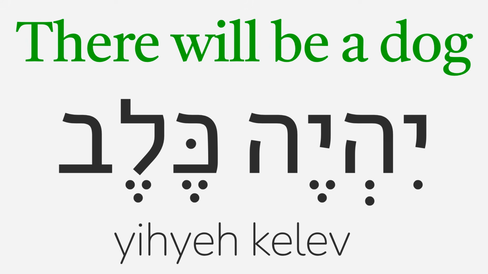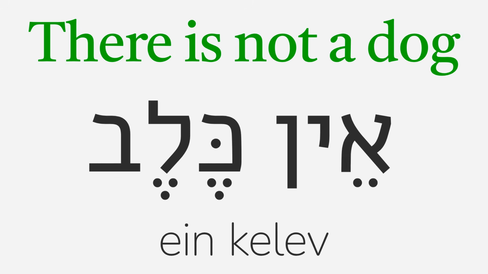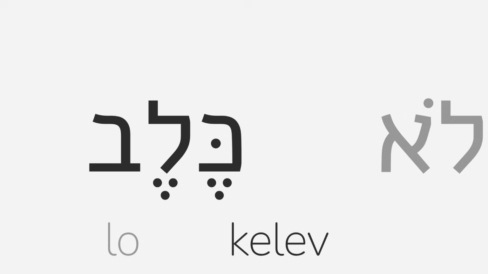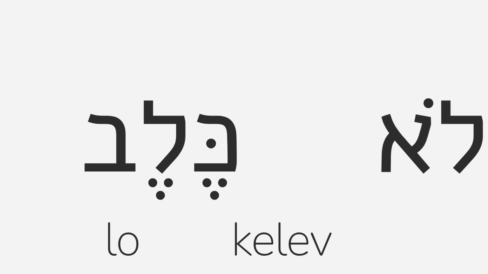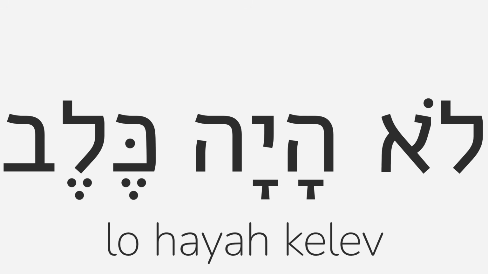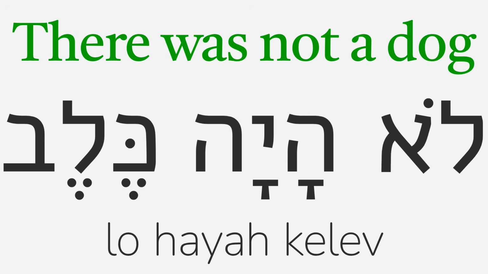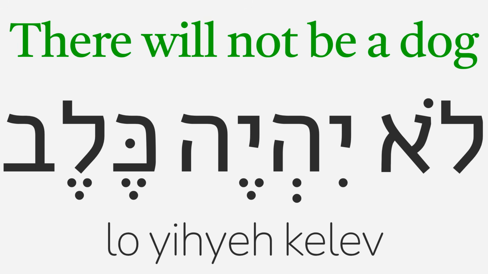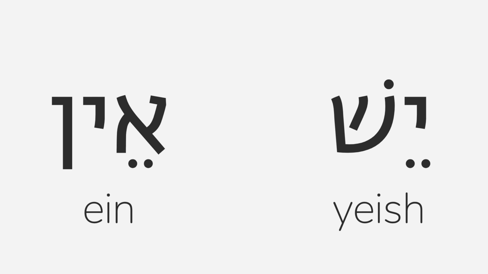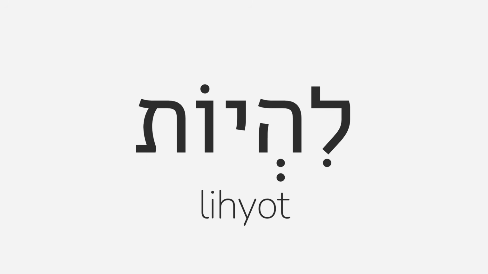To say there is not a dog, we say ein kelev, using ein, which means there is not. In tenses other than the present, instead of saying ein, we will use the word lo, not, with the correct form of lihiot. Lo haya kelev, there was not a dog. Lo yihiye kelev, there will not be a dog. Yesh and ein don't change depending on the gender or number of their subject, but the verb lihiot will.